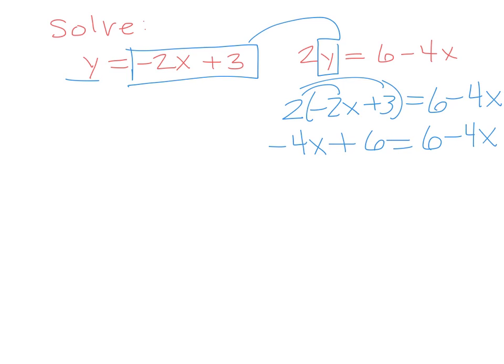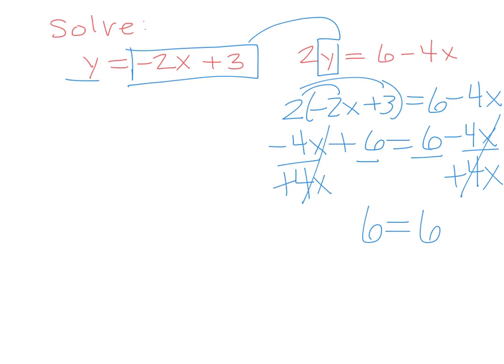Some people can tell right here that the left and the right hand side are exactly the same. Some people keep going until they try to get their x's collected together. And once you do that, you notice again all the letters cancel. But this time you have 6 equals 6, which is a true statement. So that means this problem is going to have infinite solutions.